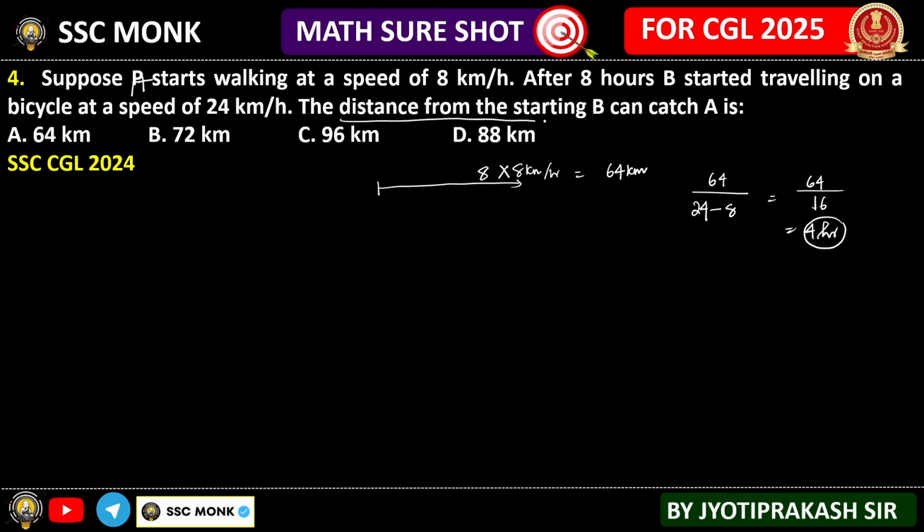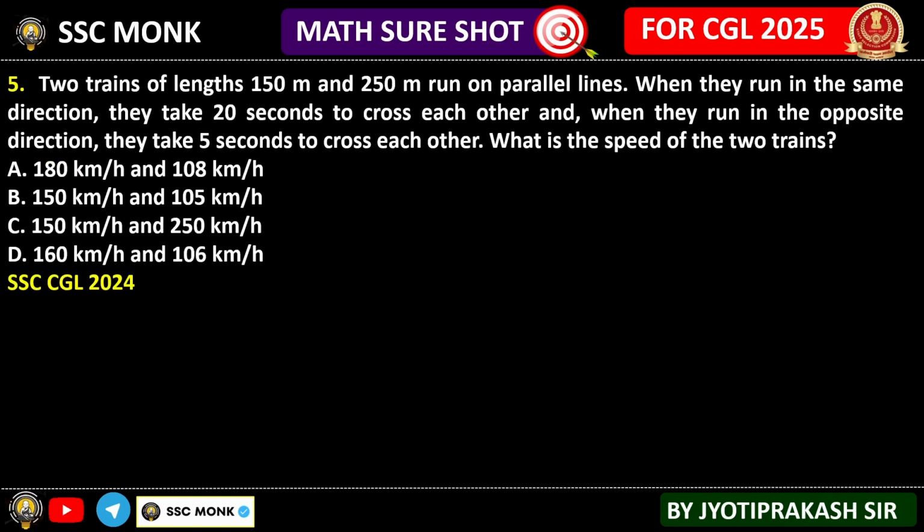It is asking what? The distance from the starting B can catch A. So B is traveling at 24 km per hour for 4 hours. So total distance traveled is equal to 96 km. That is option C. Next.